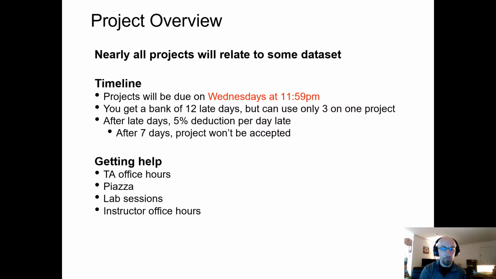If it's submitted after 7 days, then we will no longer be accepting it. In addition, you get a bank of 12 late days where you can apply up to 3 on a single project. These will get applied automatically. You don't have to worry about emailing us telling us that you're applying late days. They'll be applied automatically, and they'll be drained from your late day bank. So 12 late days, you can apply up to 3 late days on a single project. After that, it's a 5% deduction up until 7 days. After 7 days, the project will no longer be accepted.